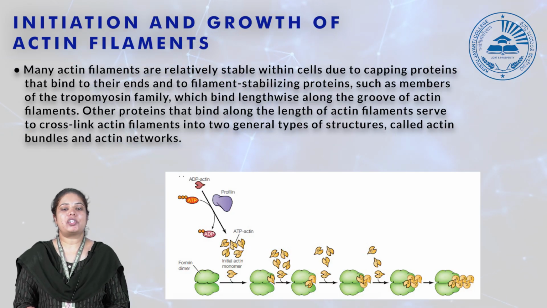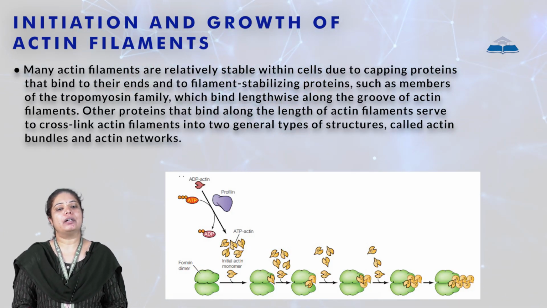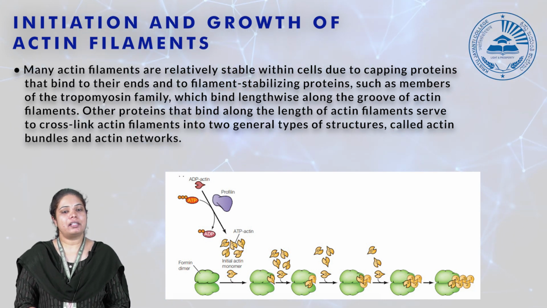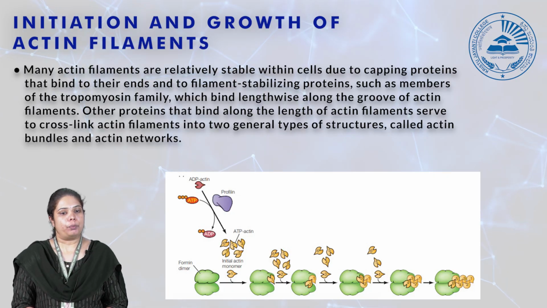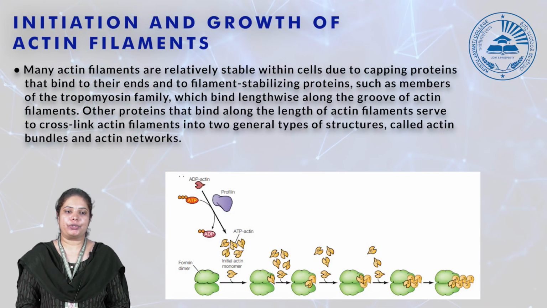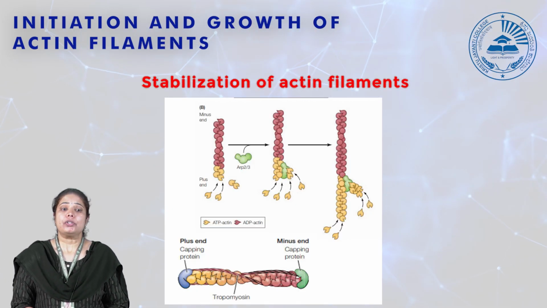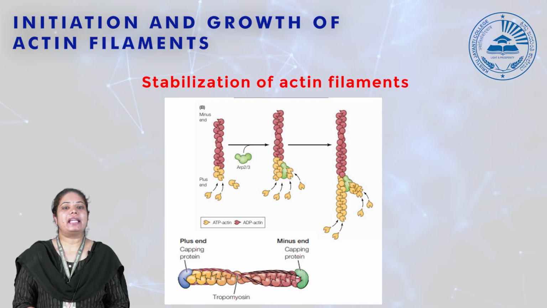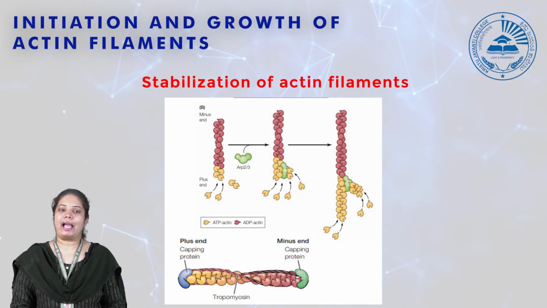We have another stabilizing protein which can stabilize the entire filament. For stabilizing the entire filament, tropomyosin will be present, and the tropomyosin will cover the entire filament. So the entire filament will be stabilized and protected with the help of tropomyosin. So both the plus end capping protein, minus end capping protein and tropomyosin will increase the stability of actin filament. The stable actin filament can be assembled in two ways. One is the actin bundle, the other is the actin network.